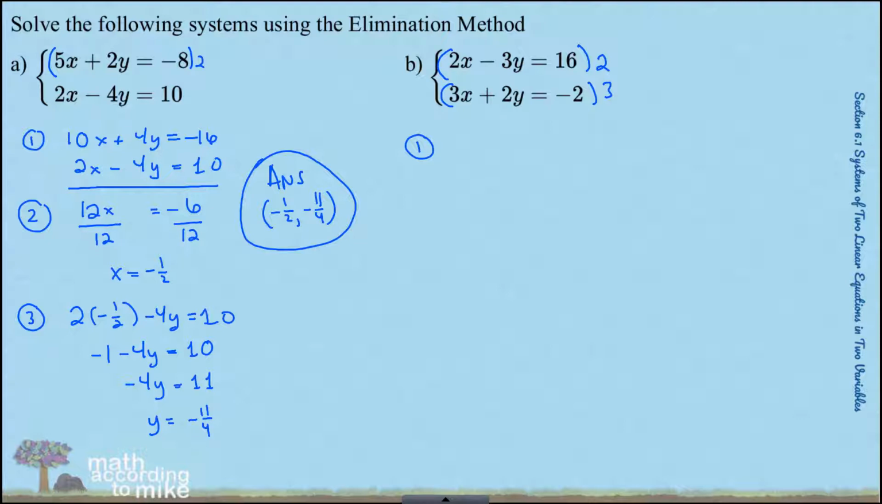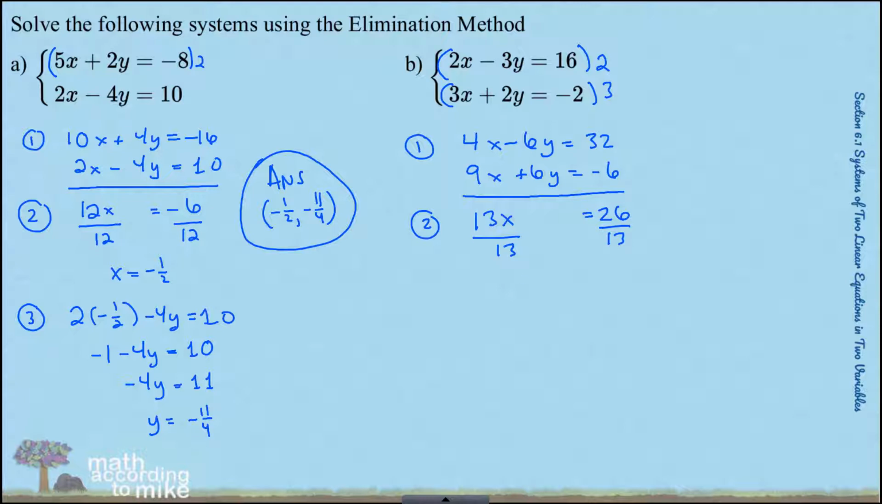Multiplying the first equation by 2 gives us 4x minus 6y equals 32. By 3 for the second equation, 9x plus 6y equals negative 6, so those will cancel. Adding these together, we get 13x equals 26, because the y's are gone. Solve for the remaining variable. We'll divide both sides by 13. And we'll have x equal 2.